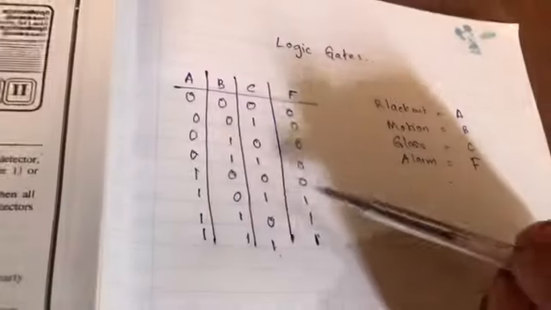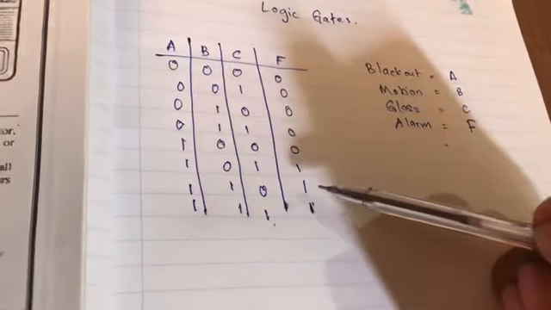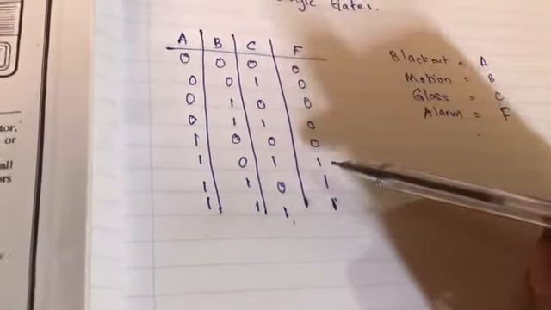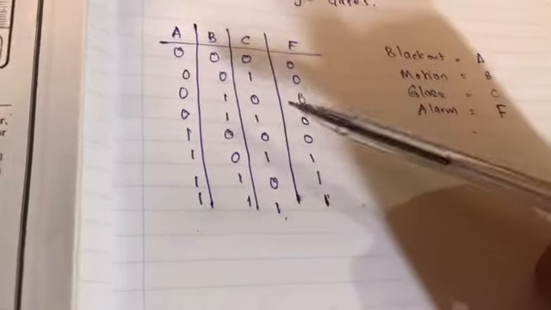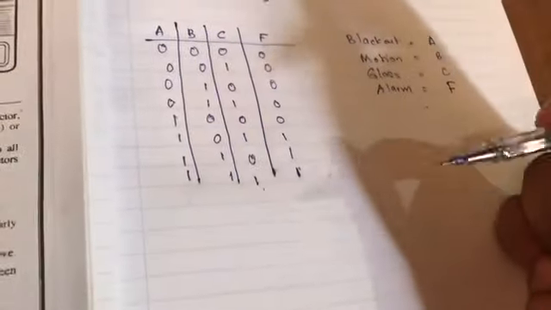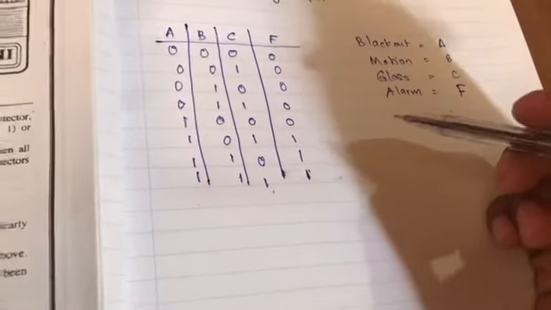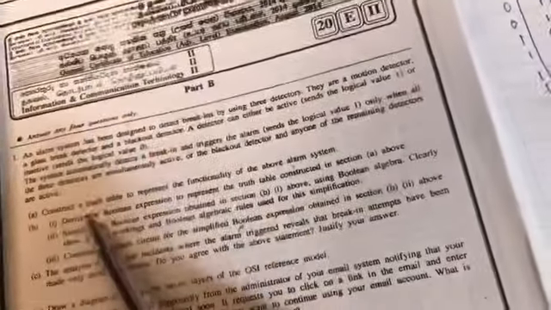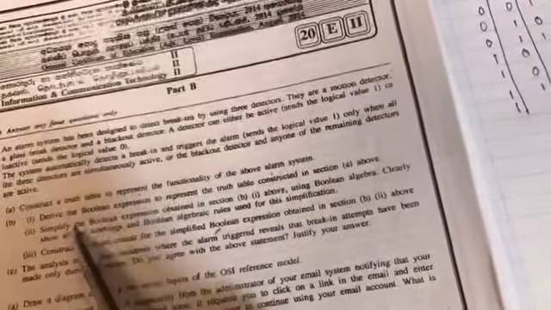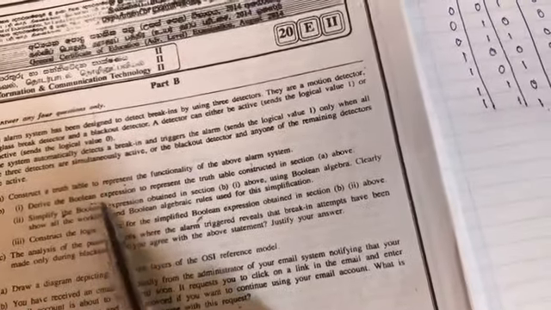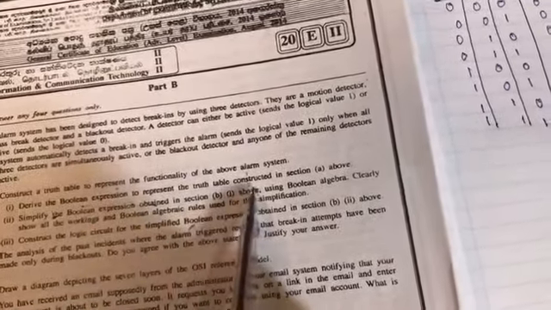All right, now that we've written down the actual instances where the alarm will go off, we're done with the truth table part. So we're going to go ahead with deriving the Boolean expression. That's what the question says: construct a truth table, and then derive a Boolean expression to represent the truth table constructed in section A.